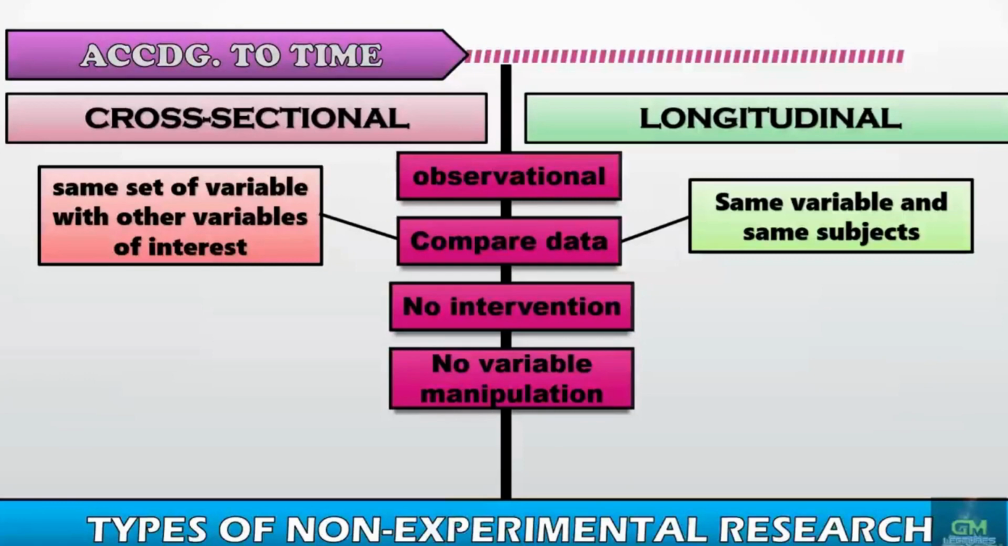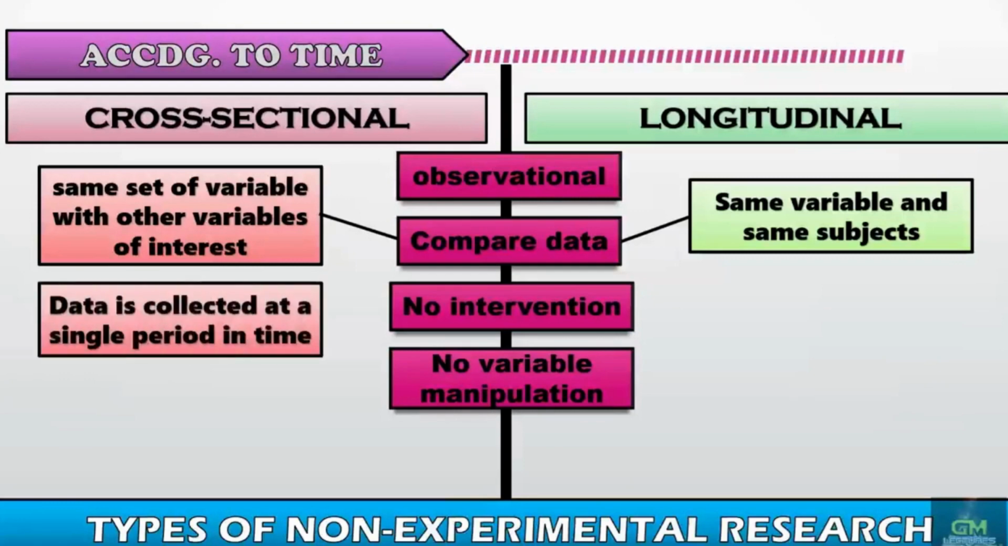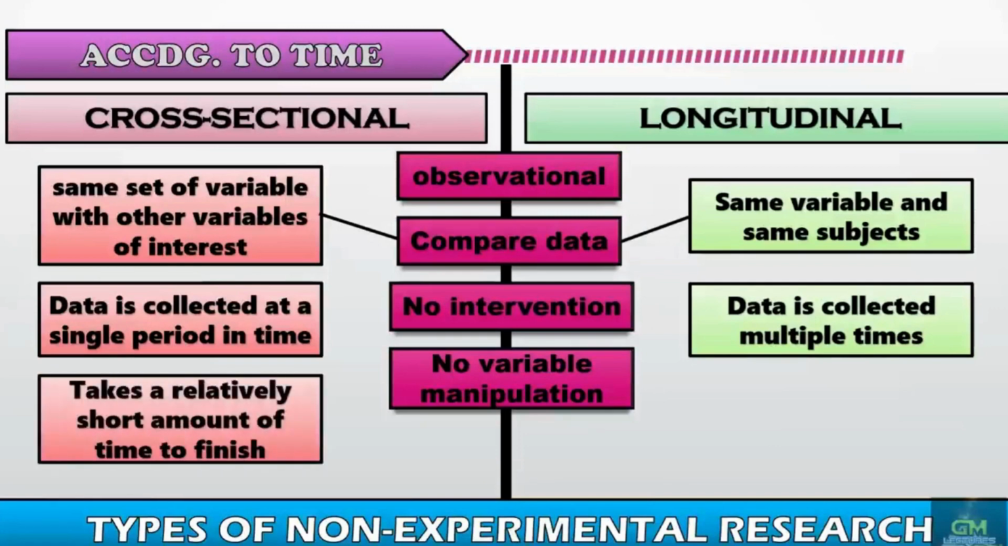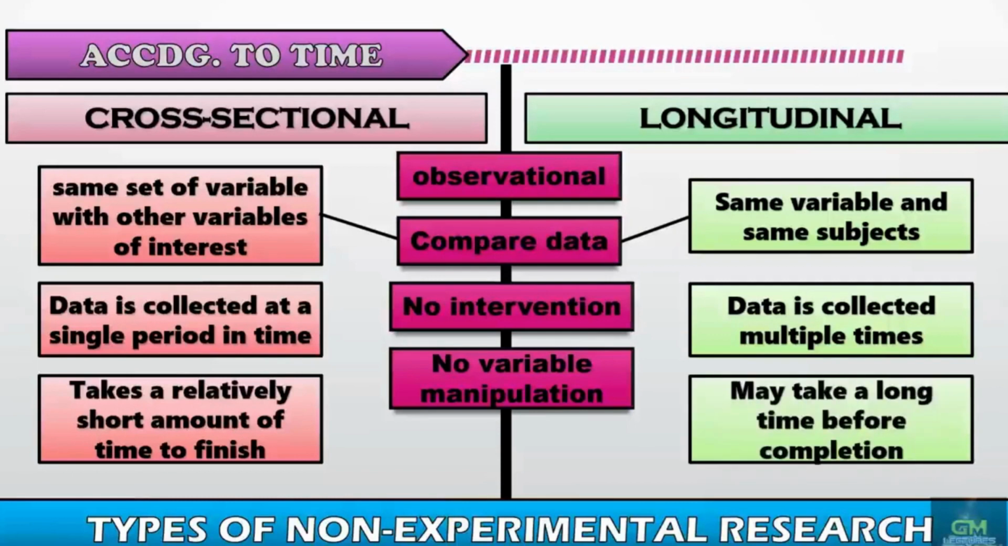In terms of the differences, in cross-sectional research, the data is collected at a single period in time, while in longitudinal research, the data is collected at multiple times. And also, in cross-sectional research, it takes a relatively short amount of time to finish, whereas in longitudinal research, it may take a long time before completion.